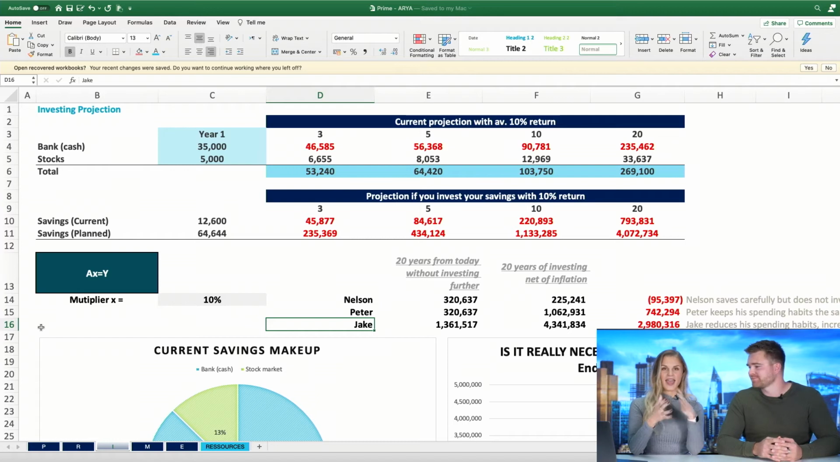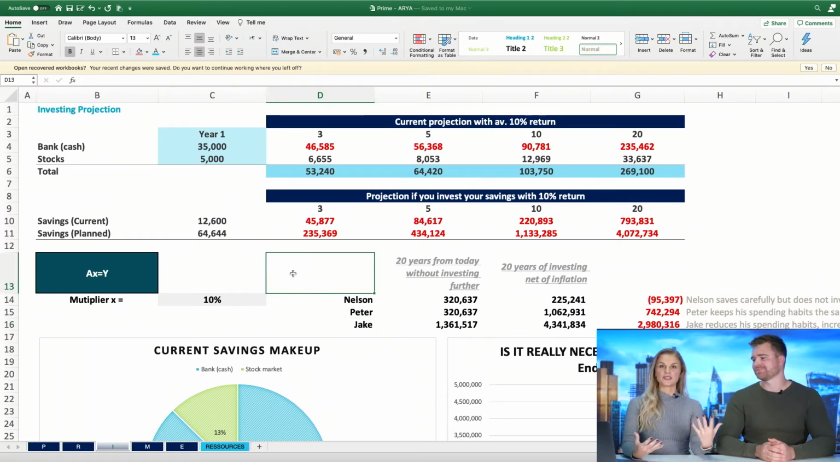But we have X. X we're keeping at 10%. That's it. It's going to stay 10% for 40 years. And then we have our Y. Y is what we are going to end up with, say, in 40 years, if that's when you want to retire.